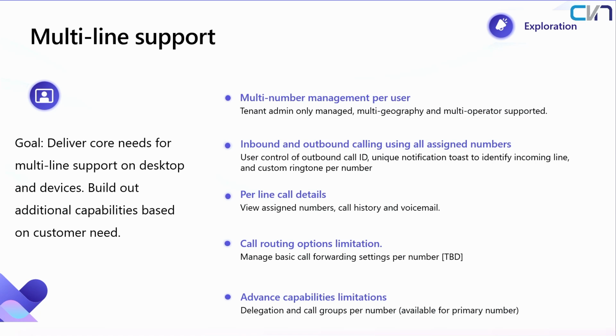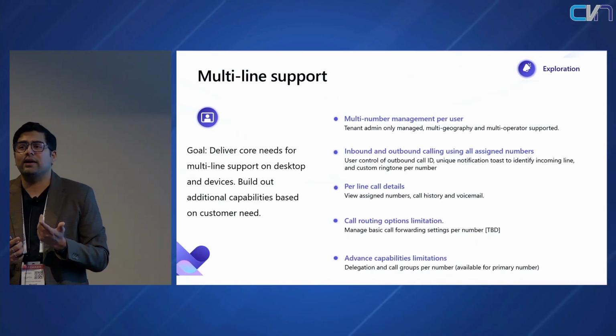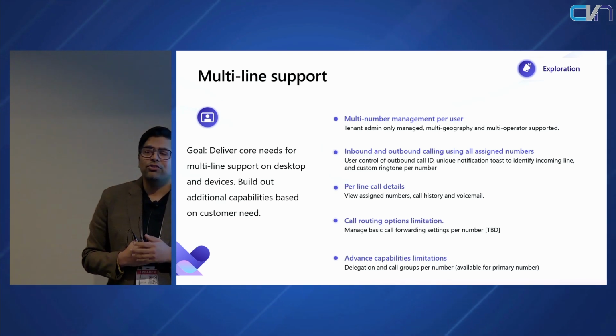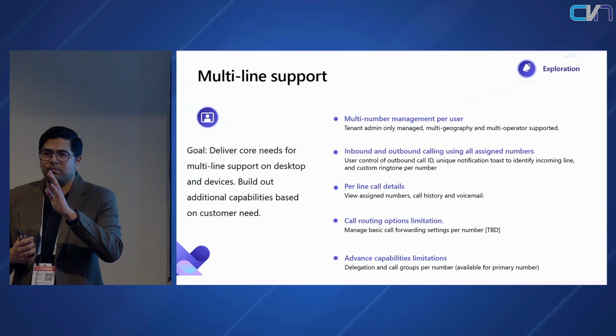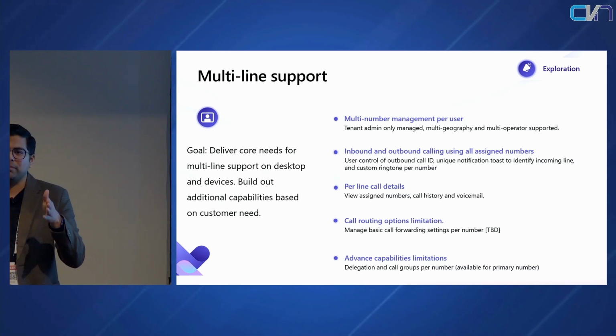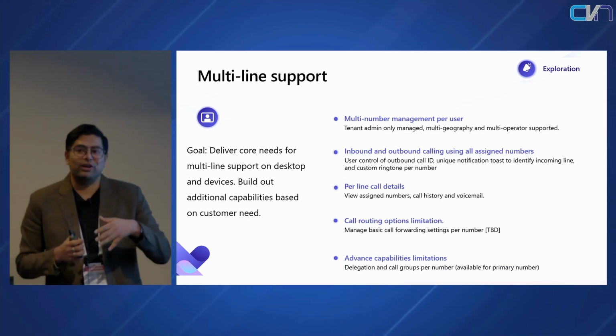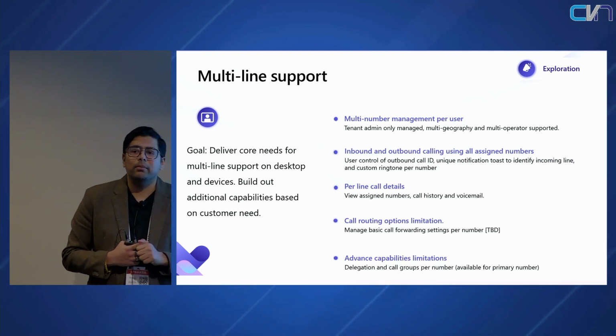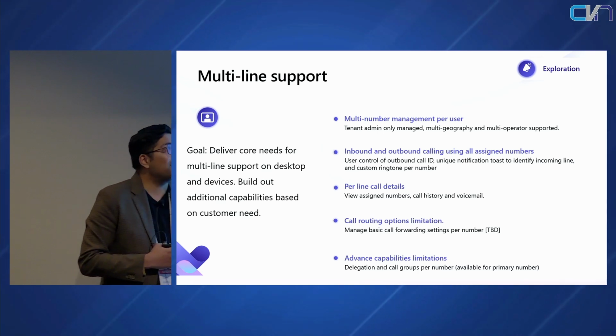So with multi-line, there are a few things listed here that were for sure happening. The first thing we are promising is that multi-line will be multi-geography. I'm not committing to a number, but it will be somewhere between 6 to 10 numbers per user. So let's take 6 as a number. I'll be able to get 6 phone numbers from different geographies, whichever geographies Microsoft will come and support. I'm hoping all the geographies where current numbers are available, but we'll have more details about it later. You'll be able to allocate numbers from multiple geographies and multiple operators as well.